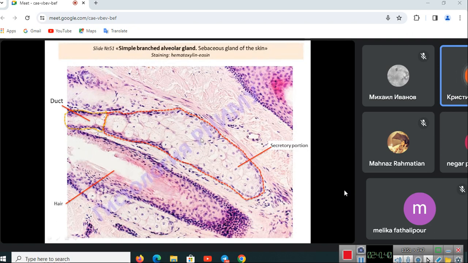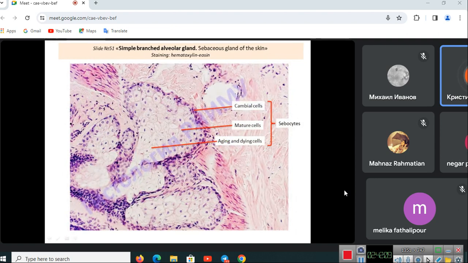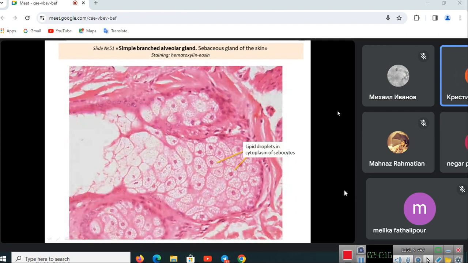The secretory portion contains cells which are called sebocytes, and you know about them that they have the stem cells or basal cells here at the periphery. Next, we will have cells in the process of differentiation, mature cells, then aging and dying cells, and finally, dead and broken cells containing lipids are released through ducts. So, here we can see the stem cells, mature cells, aging and dying cells. All of them are sebocytes.